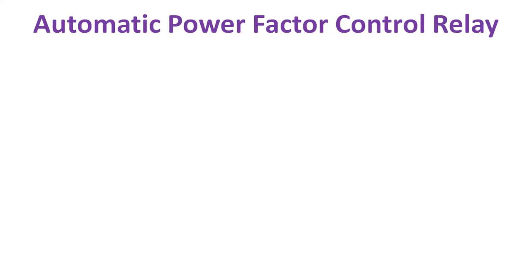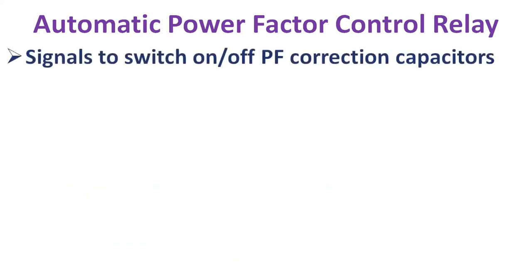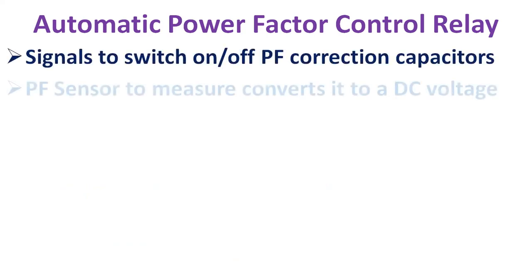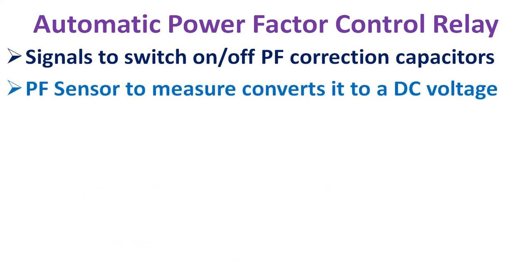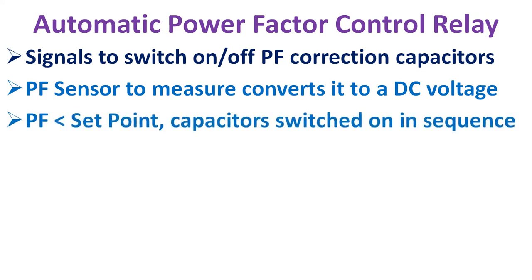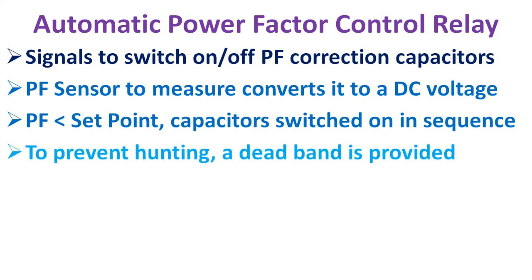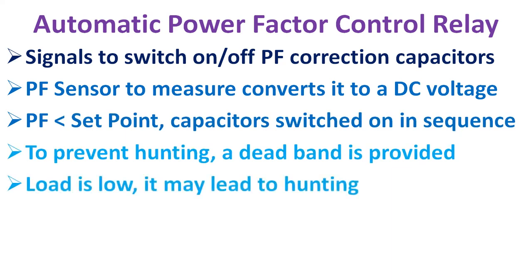Then we have the automatic power factor control relay, which controls the power factor of the installation by giving signals to switch on or switch off the power factor correction capacitors. The relay is the brain of the control circuit and needs contactors of the appropriate rating for switching the capacitors on and off. There is a built-in power factor transducer which measures the power factor of the installation and converts it into a DC voltage of the appropriate polarity. This is compared with the reference voltage, which can be set by means of a knob calibrated in terms of the power factor. When the power factor falls below the setting, the capacitors are switched on in sequence.